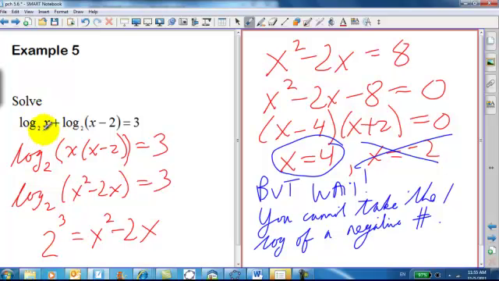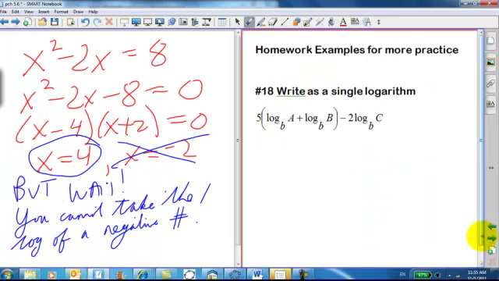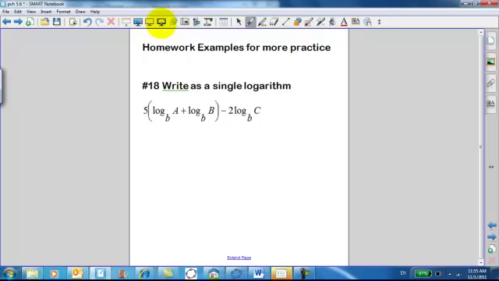If we put 4 in, it's log base 2 of 4, which is 2. Log base 2 of 4 minus 2 is log base 2 of 2, which is 1. 2 and 1 is 3. Checks out. Now we're going to go back to writing things as a single log. How do we compress this into one logarithm?